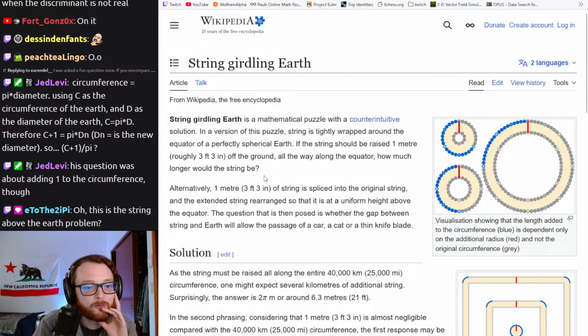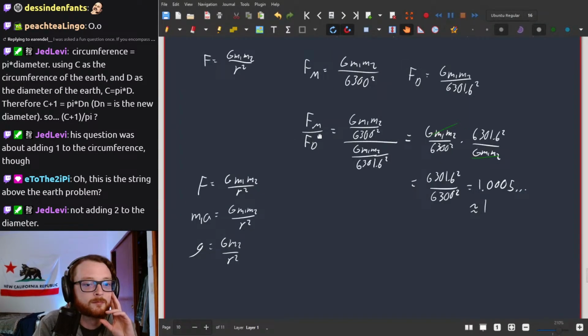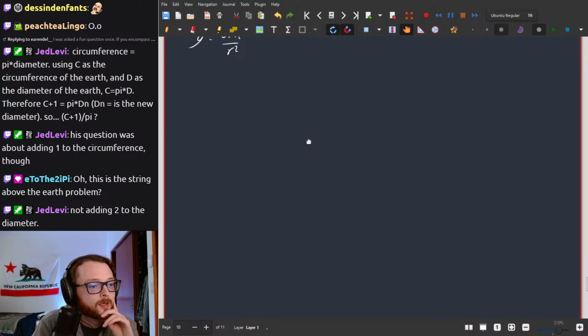Yeah, this isn't quite the same question. Jed is saying circumference equals pi times diameter. C is the circumference of the Earth, D is the diameter. C equals pi times d. Yeah, I guess we would cut the diameter by 2, or... Okay, wait. I guess we're gonna work it out.